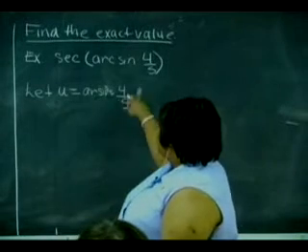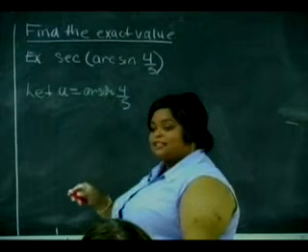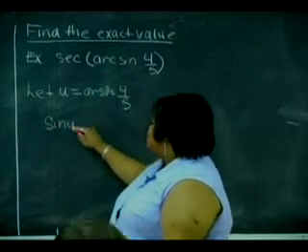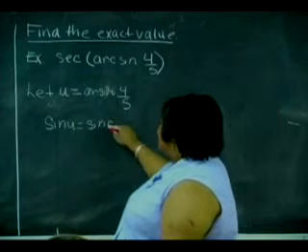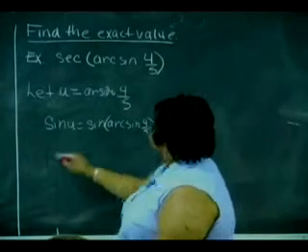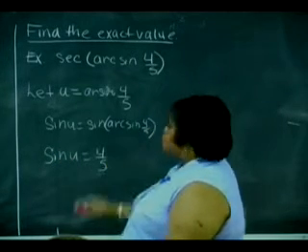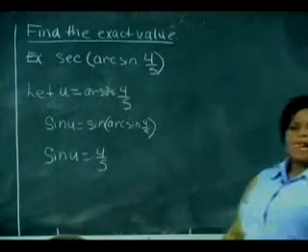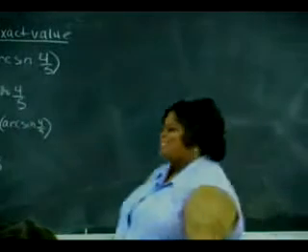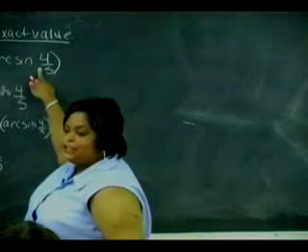Then, how can I get rid of this arc sine? By applying what to both sides? Sine. So that means sine u is sine of arc sine 4/5. So sine u is what? 4/5. Does that make sense? Okay. We're going to replace what's in parentheses by u.